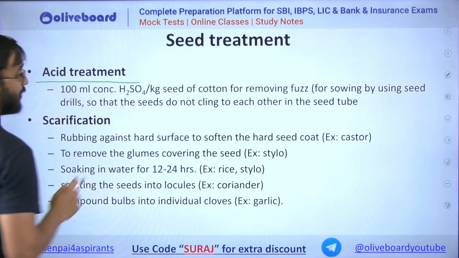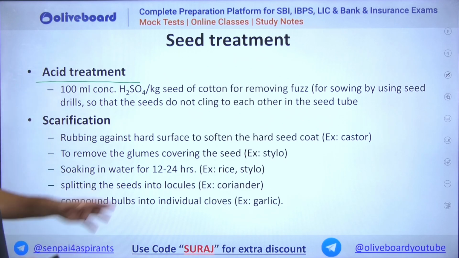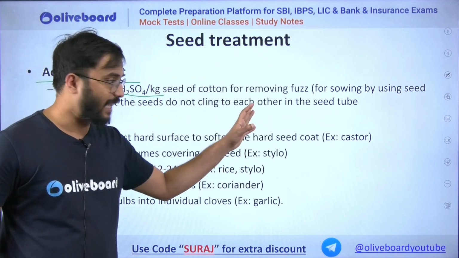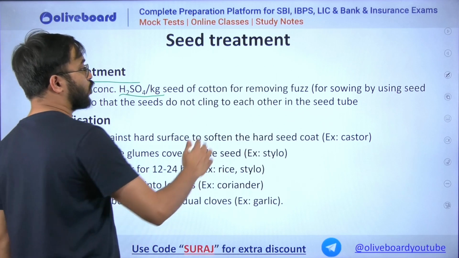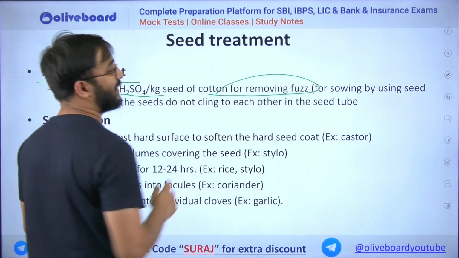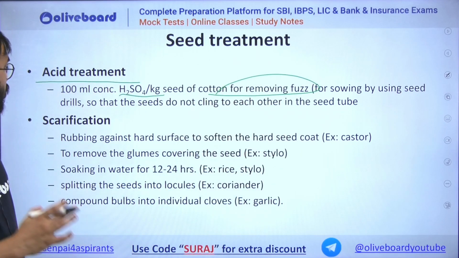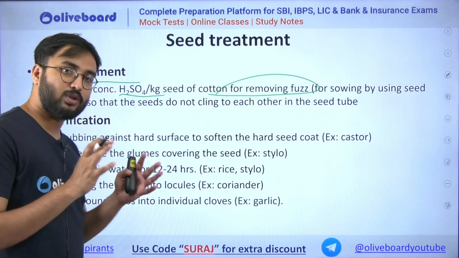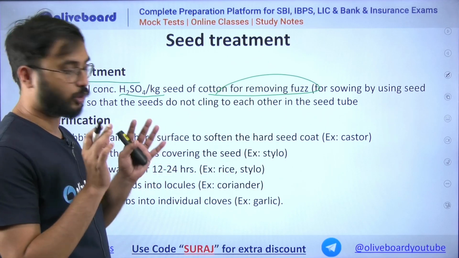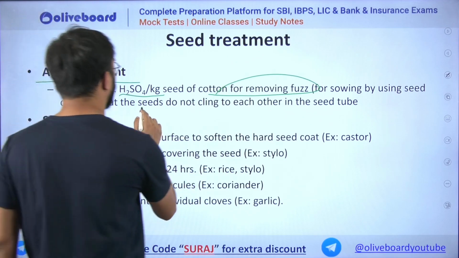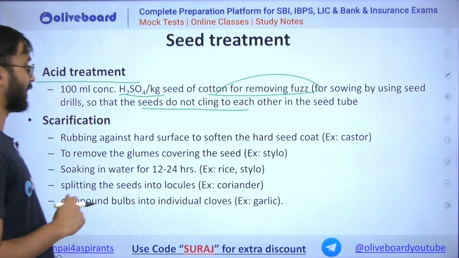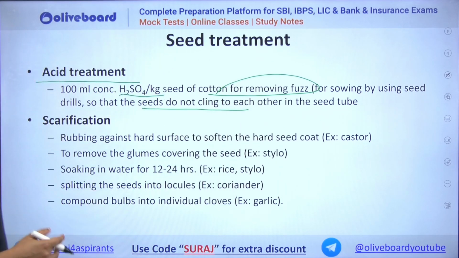Apart from that, acid treatment: acids like sulfuric acid and nitric acid are also used for different seeds so as to reduce the thickness of their coat, the hardness of the seed, as well as to remove their overall dormancy. So seeds do not cling to each other when such acids are used.